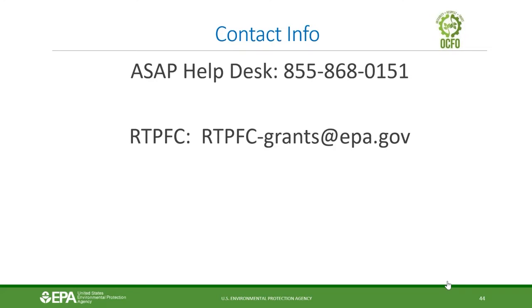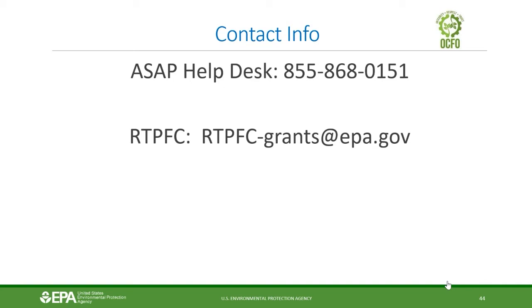Okay, so just to end the presentation off before we start the question and answer section, here's some contact info. You folks might want to jot these numbers down. If you have any questions related to ASAP that we didn't cover, you can always reach out to us at RTPFC. That is the grant's email inbox that you can reach us at. Your email will go to the inbox, and depending upon what region your grant is assigned to, it'll get sent to a financial specialist for review and to help you through whatever questions you have.